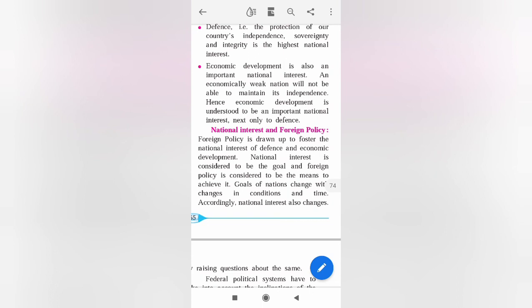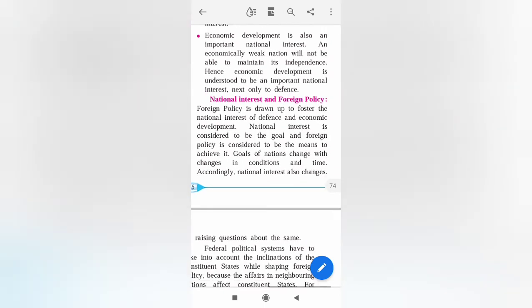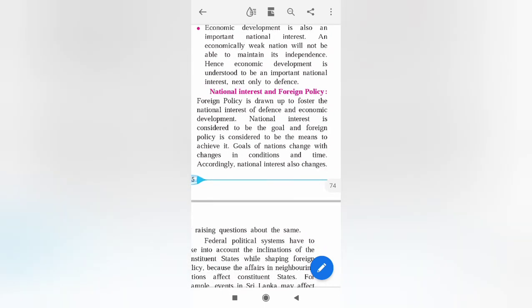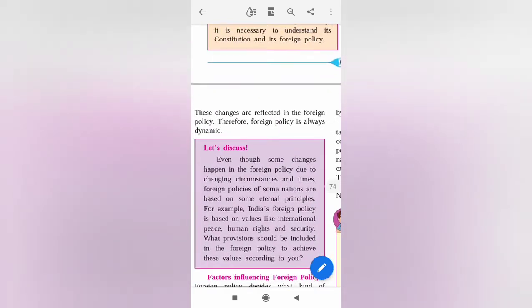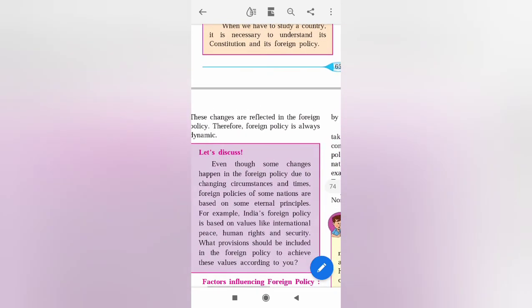The goal of the nation changes with the changing conditions and time. According to that, the national interest also changes, and these changes are reflected in foreign policy. So, foreign policy is always dynamic.